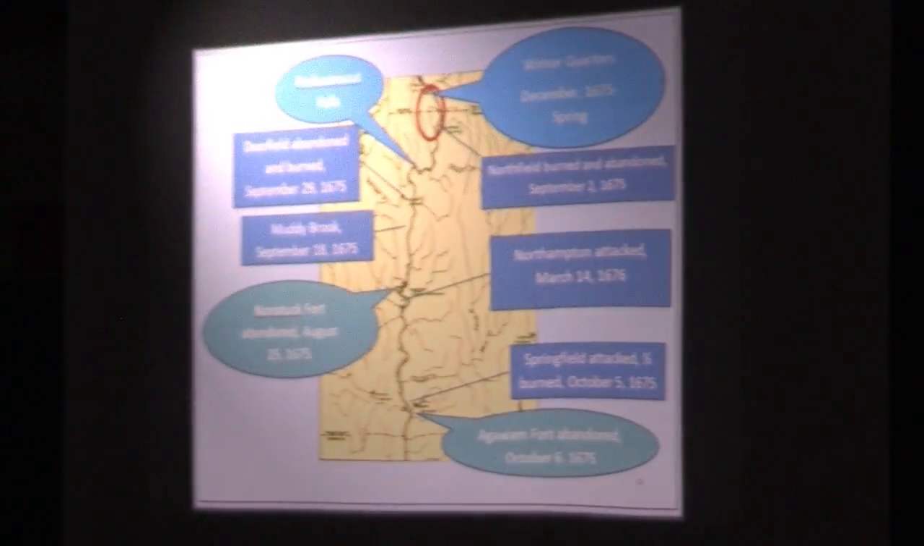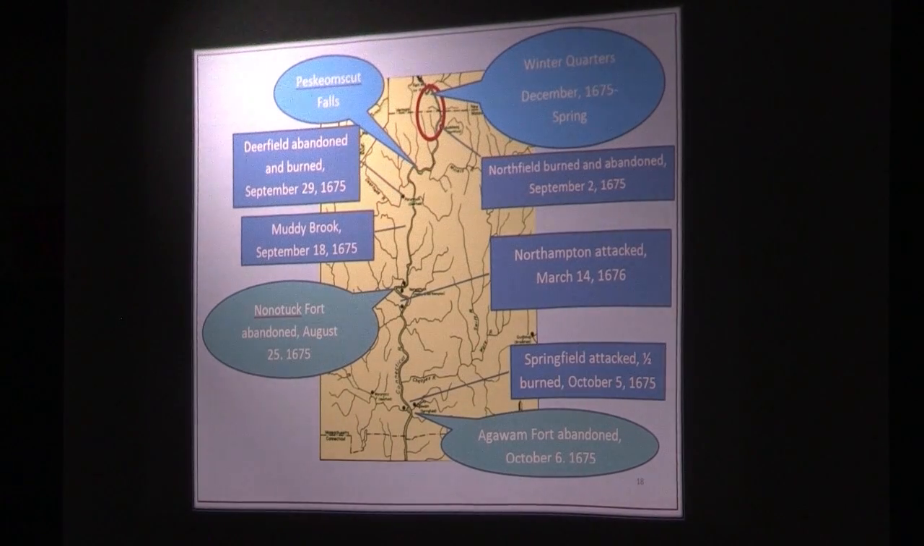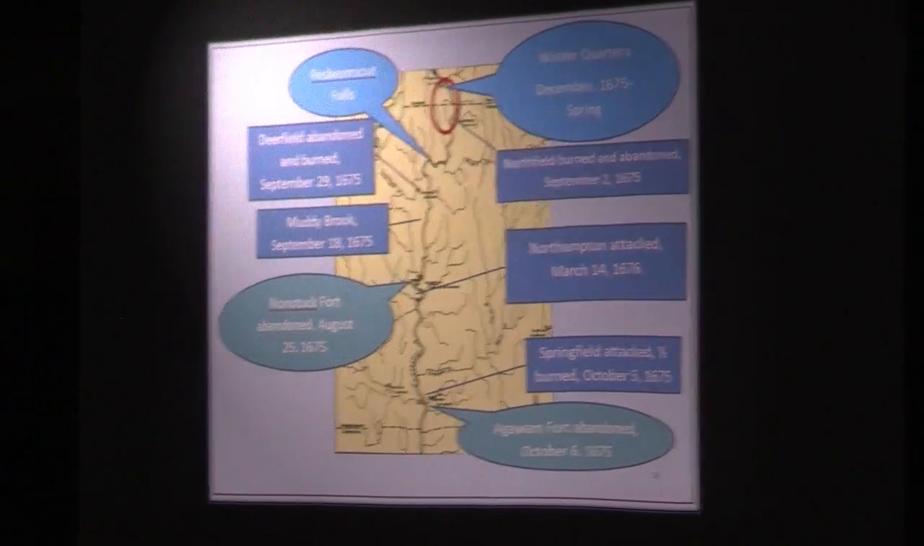At Muddy Brook in South Deerfield on the 18th of September, some of the wagons have crossed Muddy Brook, come to the other side, and have basically stopped to rest. And 500 Indians attack them.